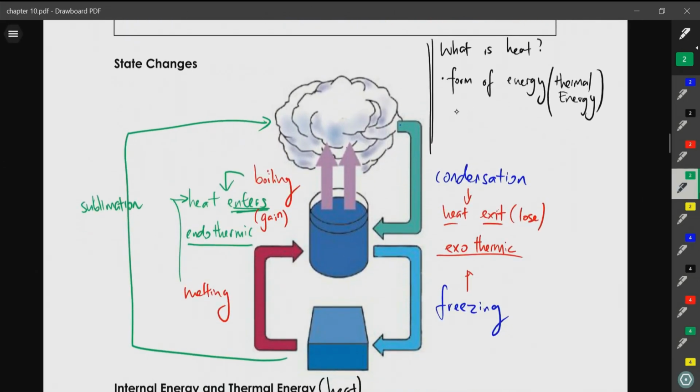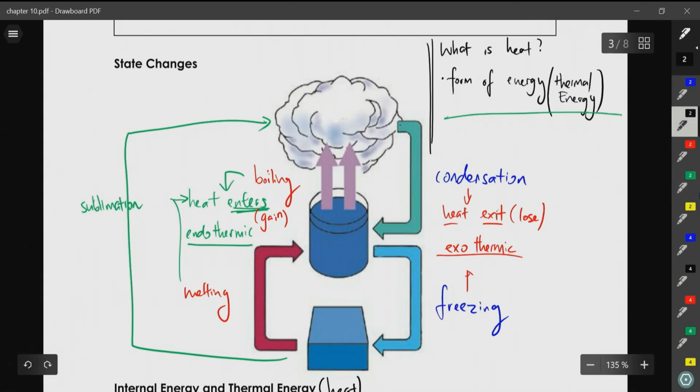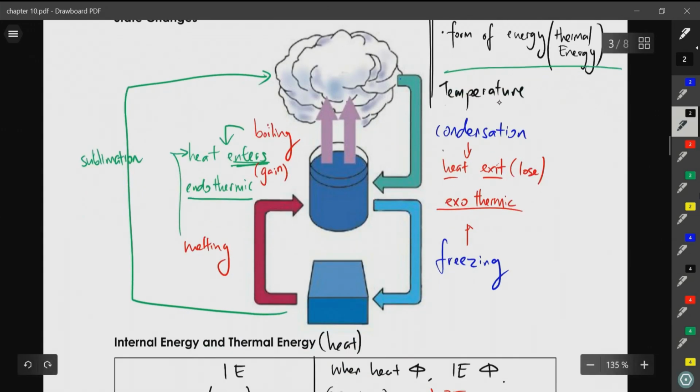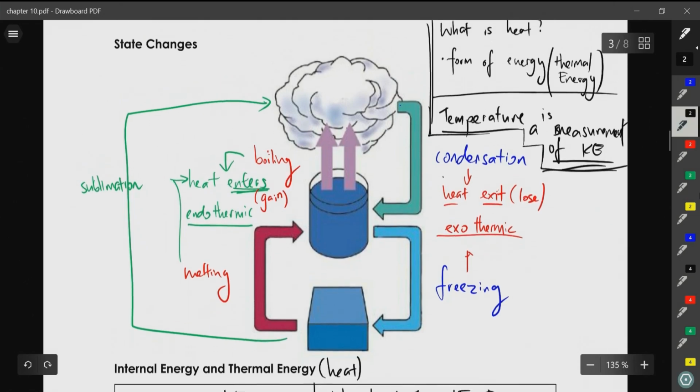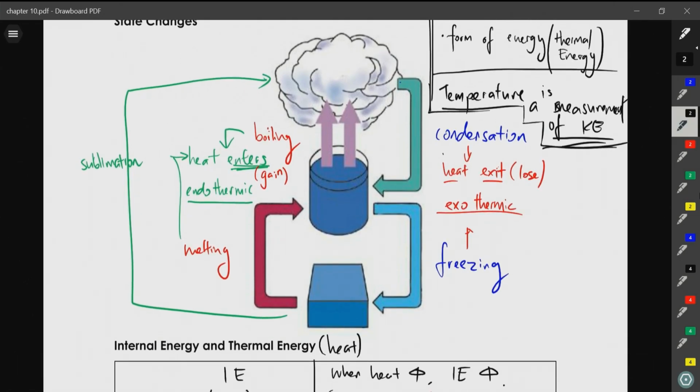What is heat? Heat is just a form of energy, thermal energy. Temperature is not a measurement of heat. In fact, a better definition: temperature is actually a measurement of kinetic energy. We'll talk about this later on, but take note that temperature is just a measurement of KE, because when KE doesn't increase, temperature doesn't increase either. So this is the best way to talk about temperature.